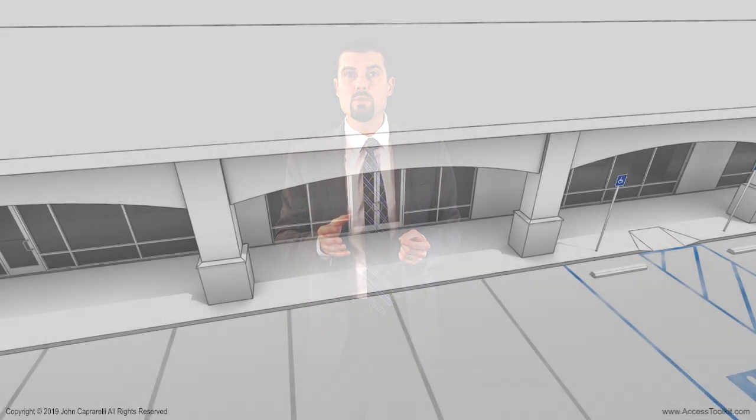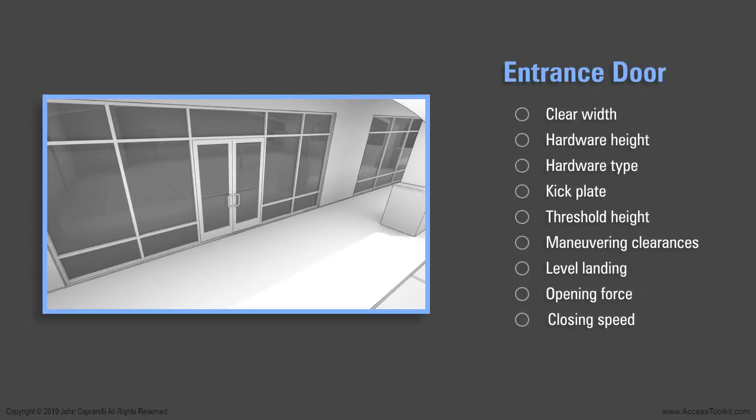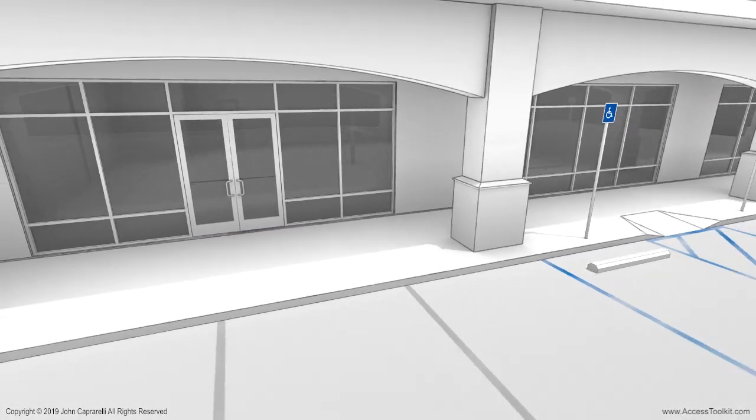Now, let's walk through the accessible path of travel for our example project. Starting with the entrance door, the following accessible features must be evaluated: clear width, hardware height and type, kick plate, threshold height, maneuvering clearances, level landing, opening force, and closing speed. For this example, the threshold height and level landing do not comply.